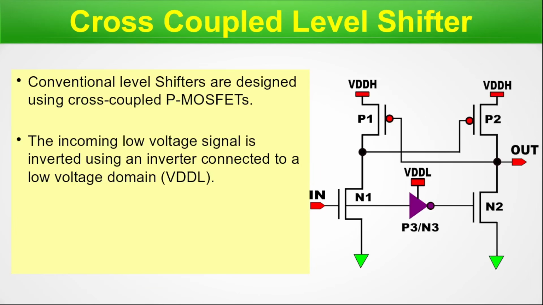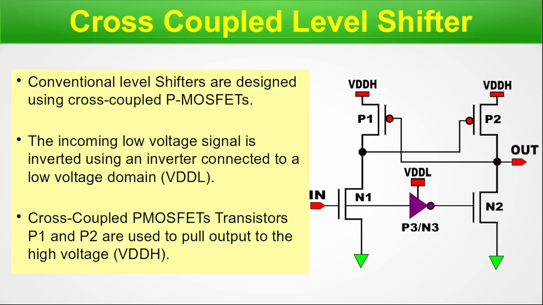The incoming low voltage signal is inverted using an inverter connected to the low voltage domain, that is VDDL. Cross-coupled PMOSFET transistors P1 and P2 are used to pull up to the high voltage, that is VDDH. So in this diagram you can see clearly the VDDH and VDDL, that is the high VDD and low VDD, are mentioned clearly. We are done talking on the cross-coupled level shifter. Let's move on to the next slide.